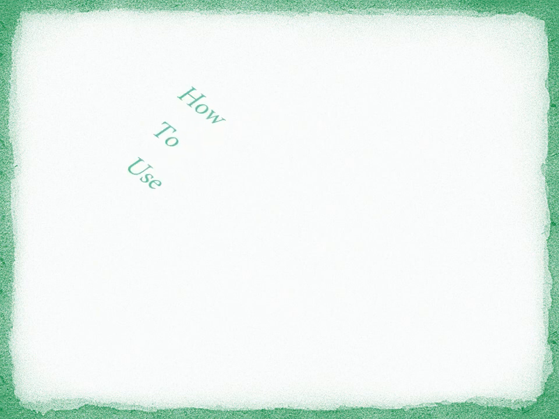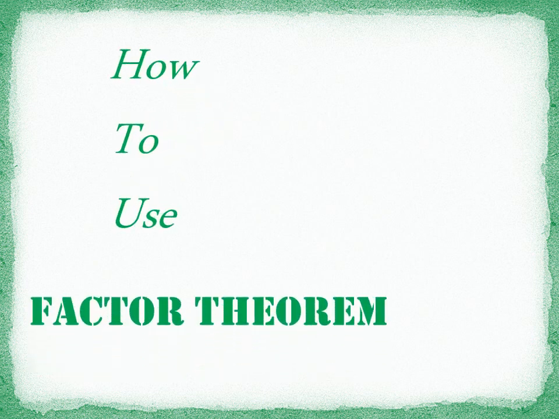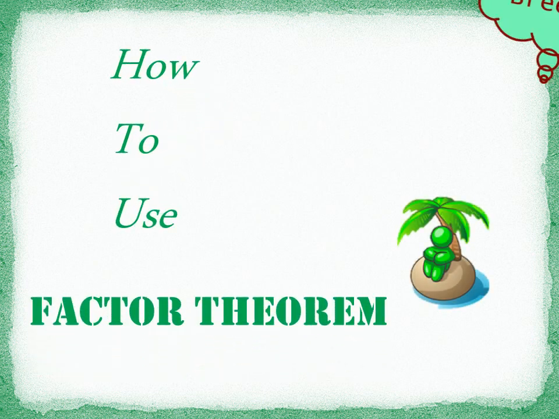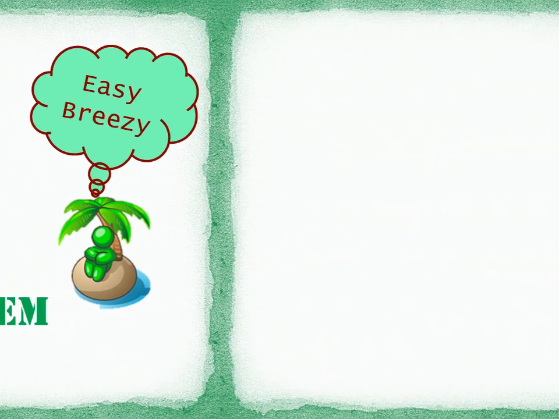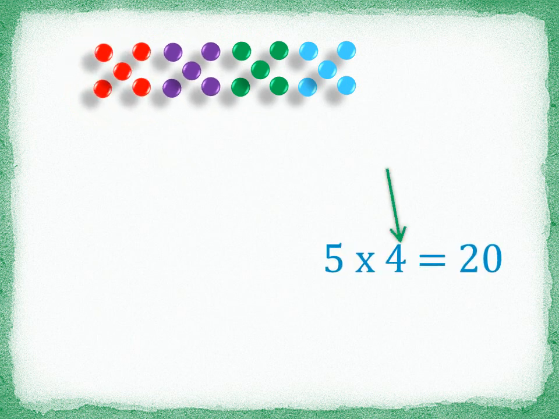At the end of this video, you will know how to use the factor theorem. Trust me, this is very easy. Imagine you have 20 coins and you separate the 20 coins into groups of 5 coins each. You realize that you end up with 4 groups with 5 coins each and there are no extra coins. Because that is the case, 4 and 5 are considered factors of 20.